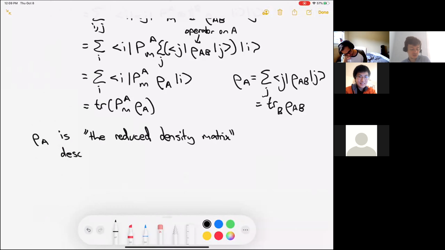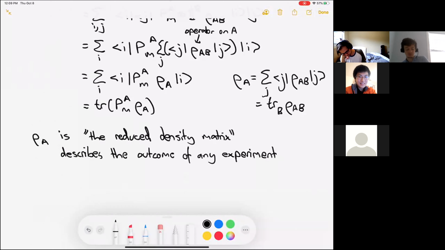It describes the outcome of any experiment that only involves system A.